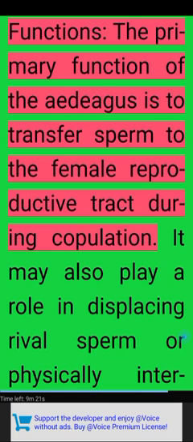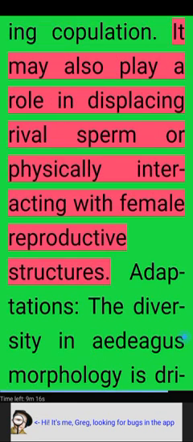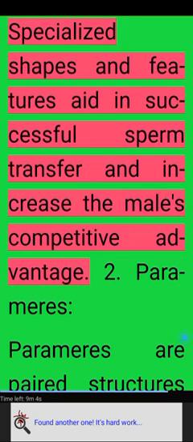Functions. The primary function of the aedeagus is to transfer sperm to the female reproductive tract during copulation. It may also play a role in displacing rival sperm or physically interacting with female reproductive structures. Adaptations. The diversity in aedeagus morphology is driven by the need to match mating behaviors and reproductive anatomy across different insect species. Specialized shapes and features aid in successful sperm transfer and increase the male's competitive advantage.